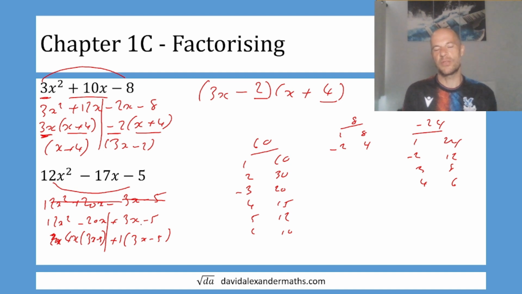Bit weird, we're sort of factorising 3x minus 5 just to turn it into a plus 1 lot of 3x minus 5. Really struggling with the signs here, because we need these brackets to be the same. So one factor is the 3x take away 5, and the other factor is 4x plus 1. And we are done there.